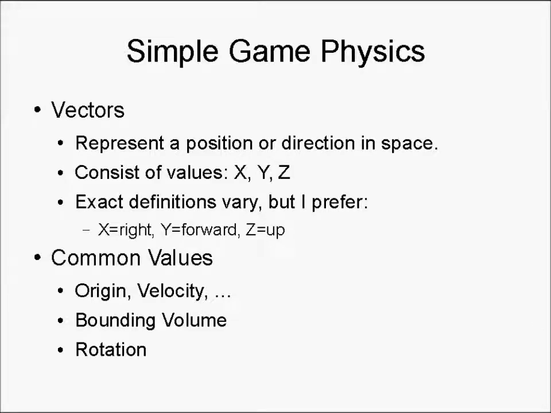Simple game physics. Vectors represent the position or direction in space. They consist of values x, y, z. Exact definitions vary, but I prefer x equals right, y equals forward, z equals up. Common values: origin, velocity, bounding volume, rotation.